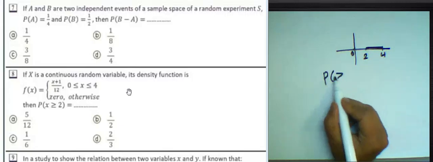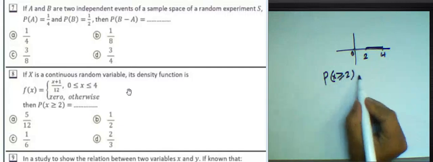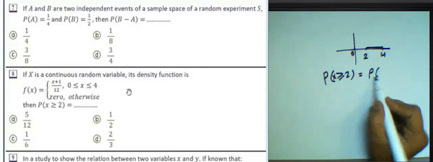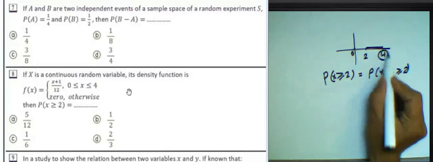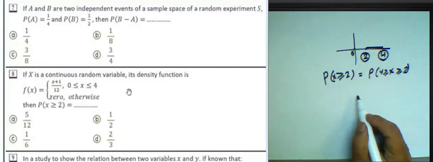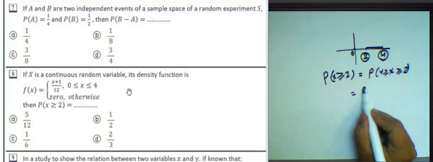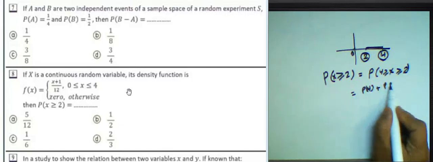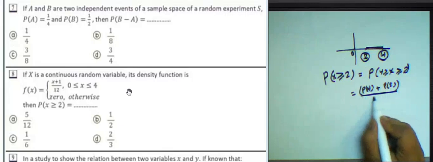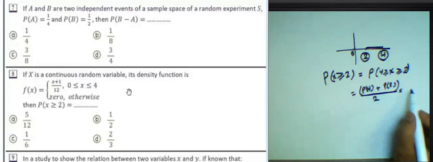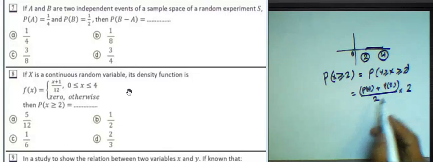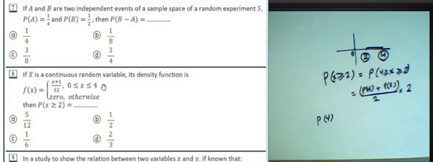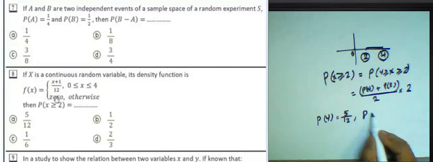Probability of x greater than or equal to 2 means probability of x greater than or equal to 2 and less than or equal to 4. The beginning is 2 and the ending is 4. For this area, what's the rule? Probability of 4 plus probability of 2, all divided by 2, multiplied by the difference between them, 4 minus 2 equal 2, it's the height. We have a trapezium here. Probability of 4: put 4 plus 1 equal 5, so 5/12. And probability of 2: put 2 plus 1 equal 3, so 3/12.